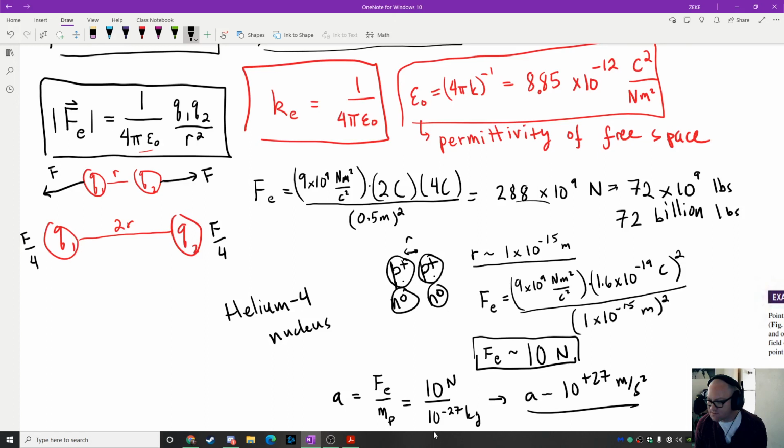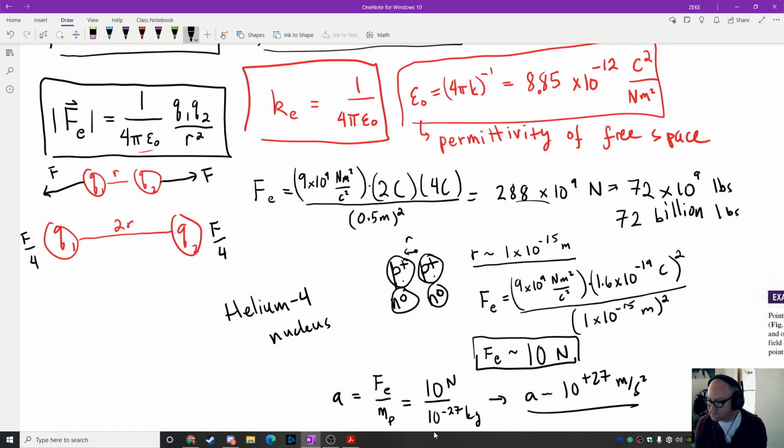However, protons don't escape from the nucleus on their own, right? They're stably bound within these things. And why is that? If there's this giant force, there's another force inside the atom that actually holds these guys together, and we call that the strong force.